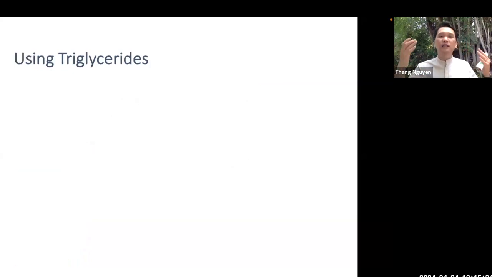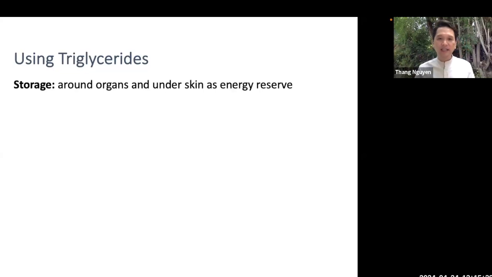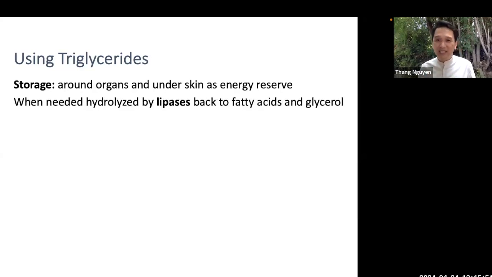So how does our body use triglycerides? Triglycerides are stored around our organs and under our skin as an energy reserve. On top of that, when they surround our organs, they also give us a cushion and protect our organs. When we need the energy, we hydrolyze. Remember that word? It means to cut with water and an enzyme, in this case called a lipase. We cut it back to fatty acids and glycerol. So that forward reaction, we're going backwards to the fatty acids and the glycerol.